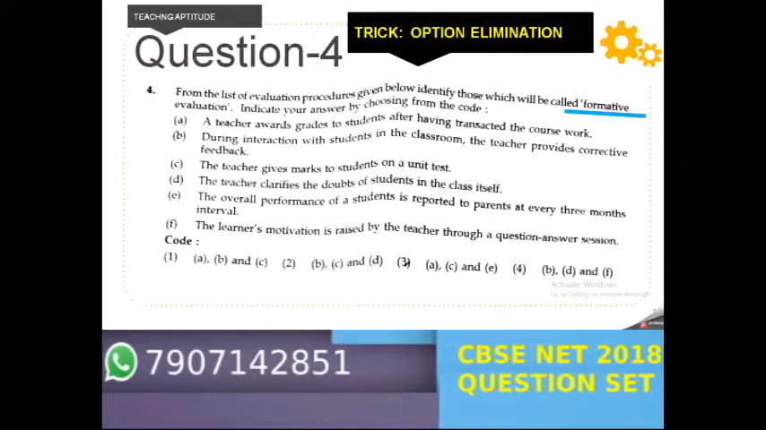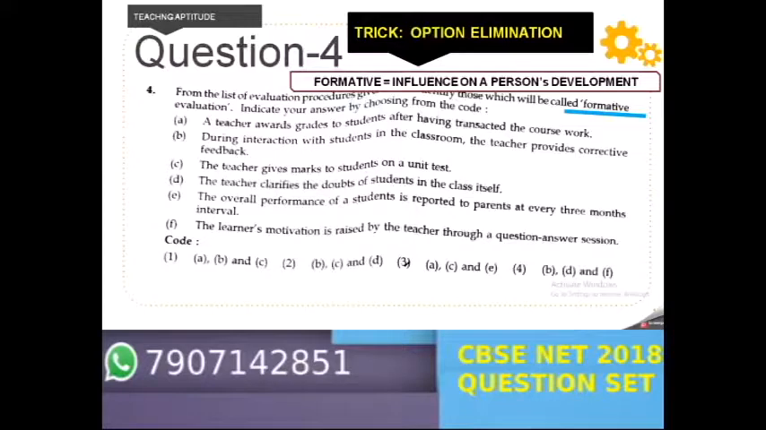So I am going to read the first statement given as option A. A teacher awards students. Formative means influence on a person's development. That is what formative is all about. So what is the first statement? A teacher awards grades to the students after having transacted the coursework. So grading is given. So definitely it is following it.